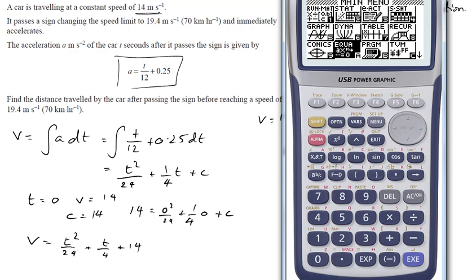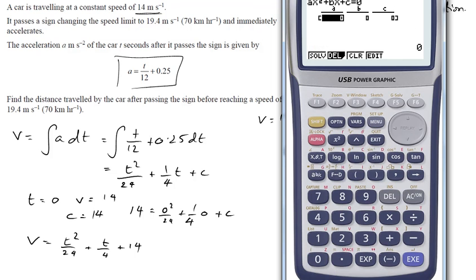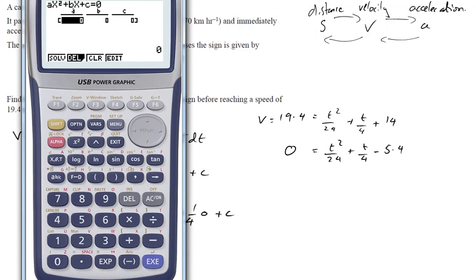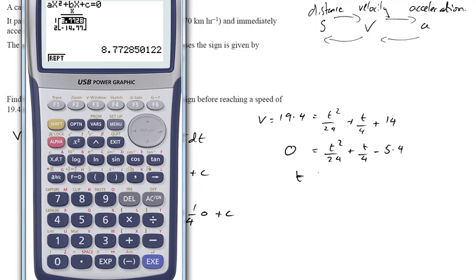At that point, out comes my trusty calculator, go to my equation, do polynomial. I've got 2 degrees, I'm going to move that over here so I can actually see. So I've got 1 over 24, 1/4, and minus 5.4. And I go solve, and that gives me that t equals 8.7728.